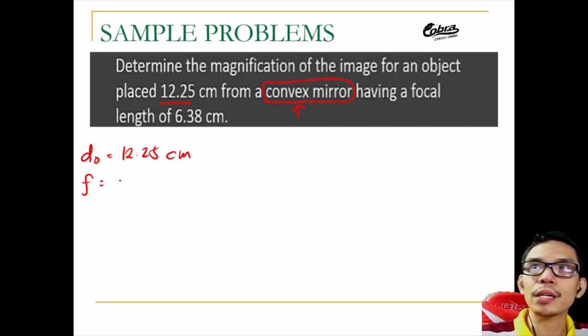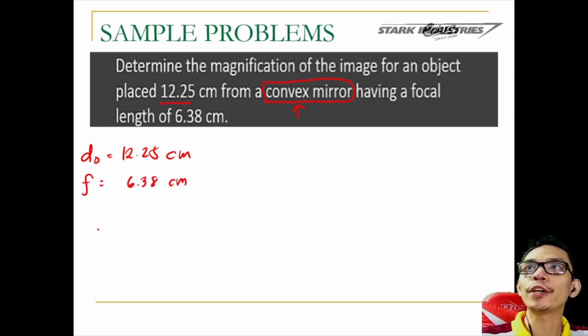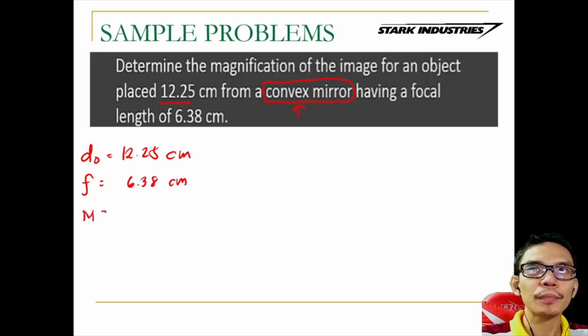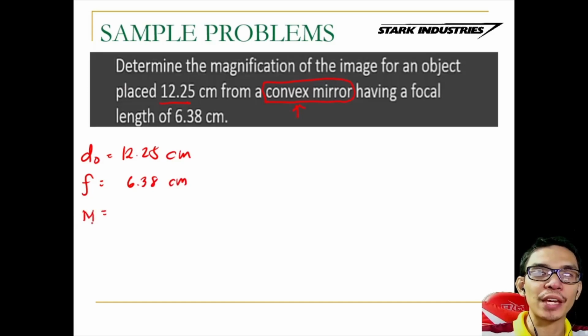So the focal length is 6.38 cm, and we are looking for the magnification. But before we look for the magnification, we should first look for the distance of the image. So we are looking for these two entities that we have right here.